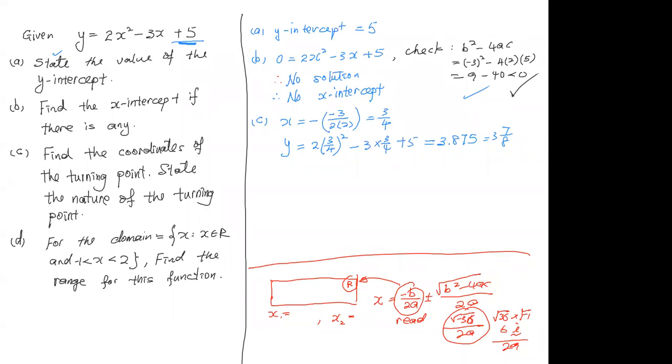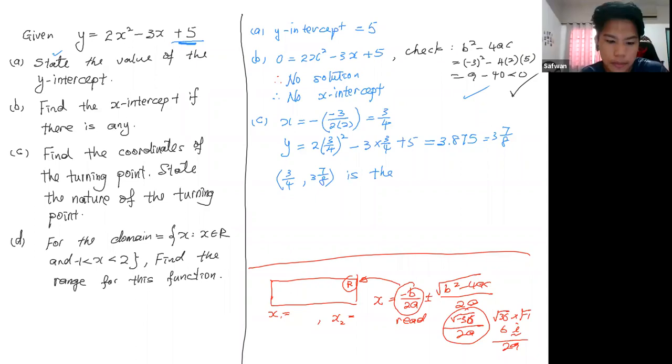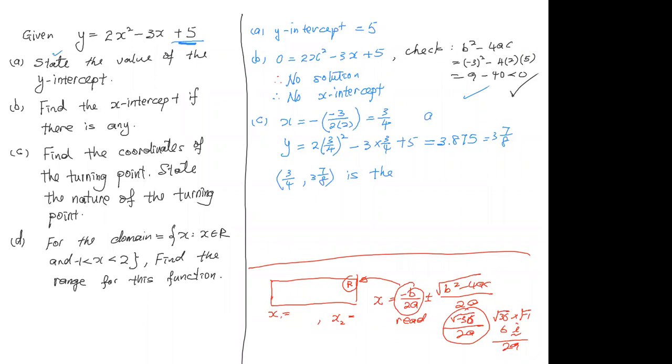So what is the nature of this turning point? 3 over 4, comma, 3 and 7 over 8 is the minimum or maximum point? Minimum. A greater than 0, smile. So lowest is the minimum point. Okay? Got it? Yes. So I erase this.